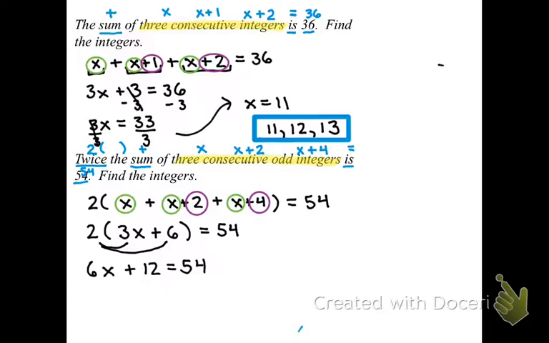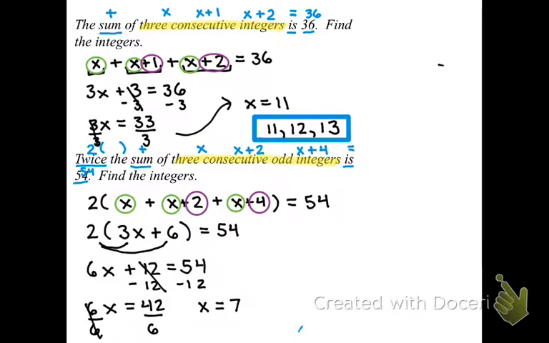All those variables are already on the left, so we're going to take care of that 12 next by subtracting it. We get that 6x equals 42. We're going to undo that multiplication of 6 by dividing by 6, and we find out that x equals 7. 42 divided by 6 is 7.